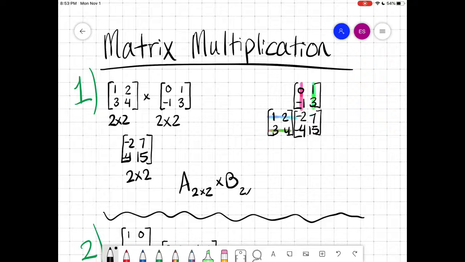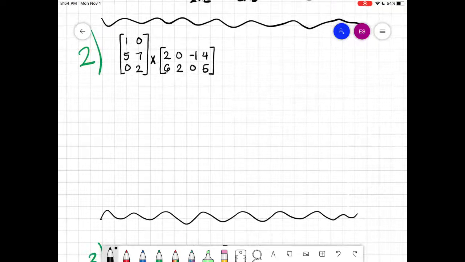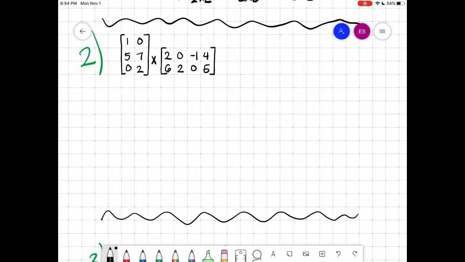So if we multiply a 2 by 2 by a 2 by 2, we know we're going to get a 2 by 2 matrix. But what if we have matrices that aren't the exact same size? What about these two? Are we going to be able to multiply these together? Well, let's go ahead and try it.